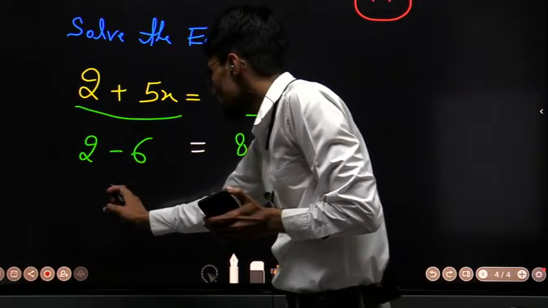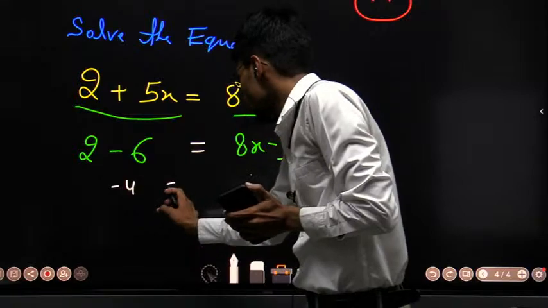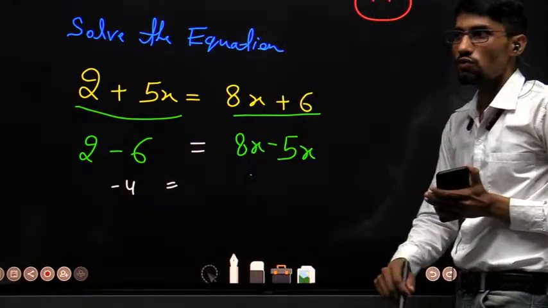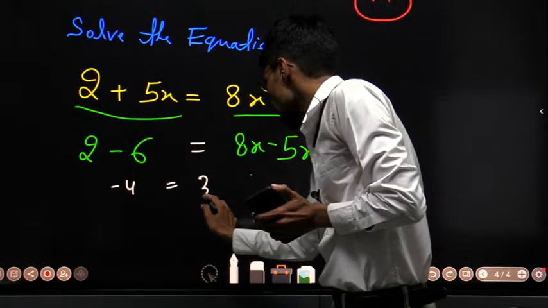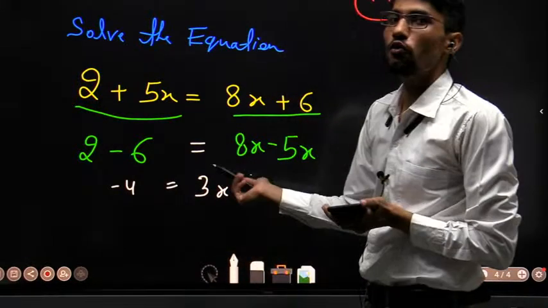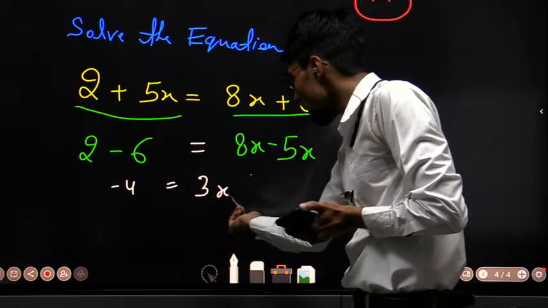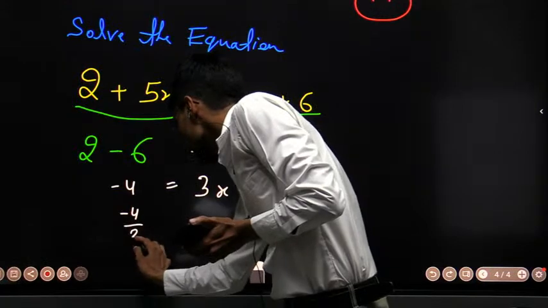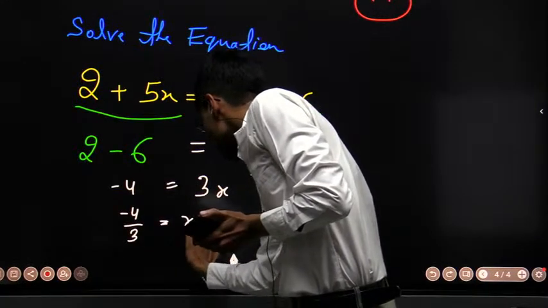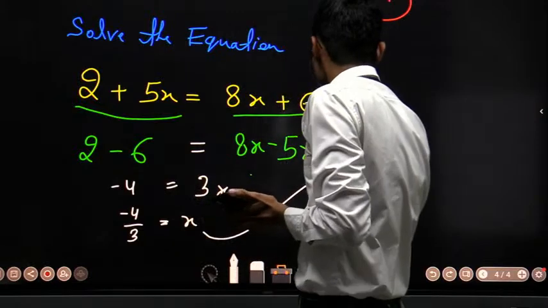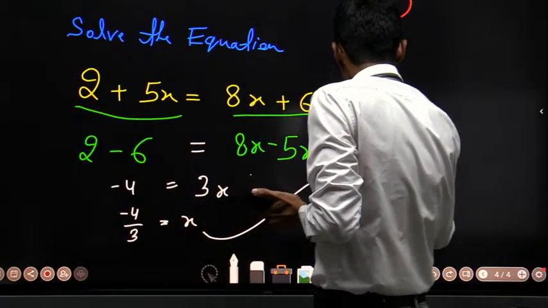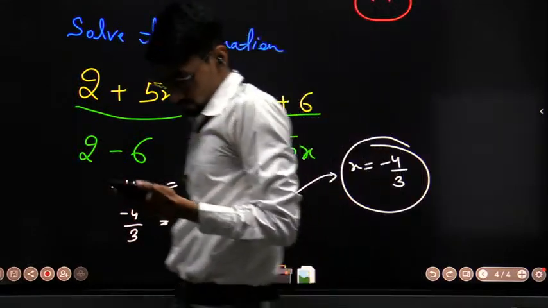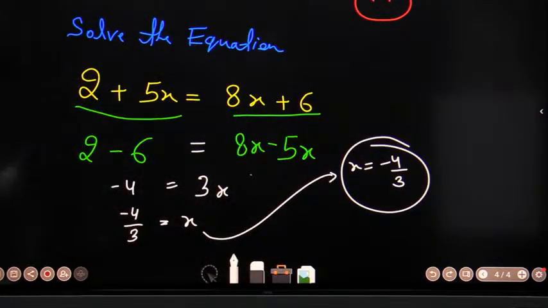So 2 minus 6 is what? Minus 4. Equals 8x minus 5x is what? 8x minus 5x is 3x. We have to find the value of x, and x is multiplied by 3. So what do we write? Minus 4 by 3 equals x. Or we can write x equals minus 4 by 3. Avika Chaturvedi, okay, your answer is correct. x equals minus 4 by 3. Very good, beta.